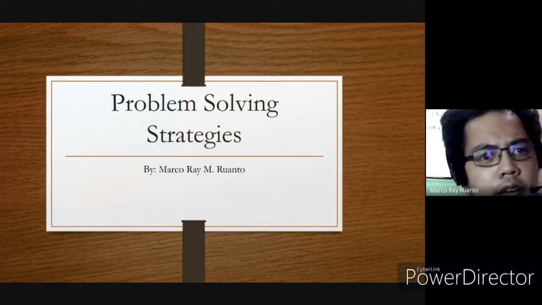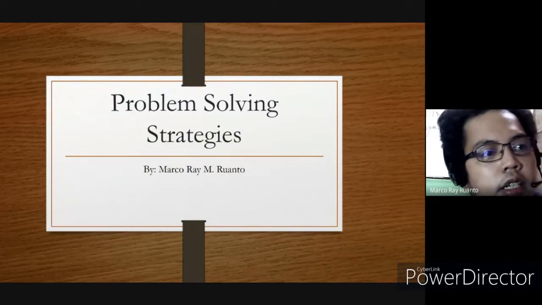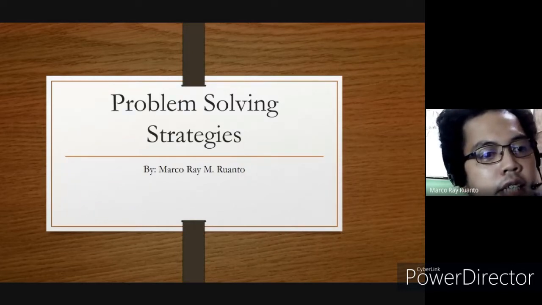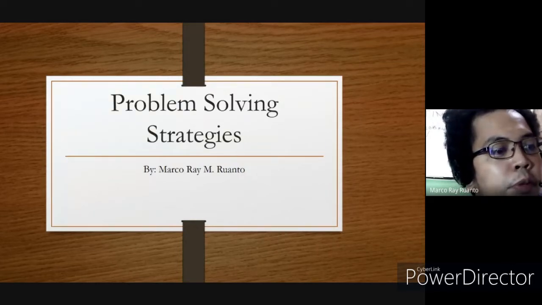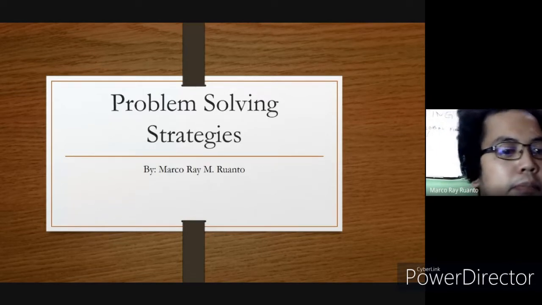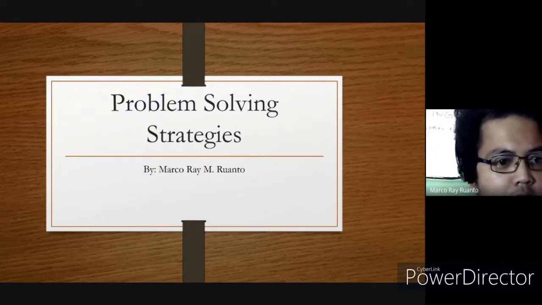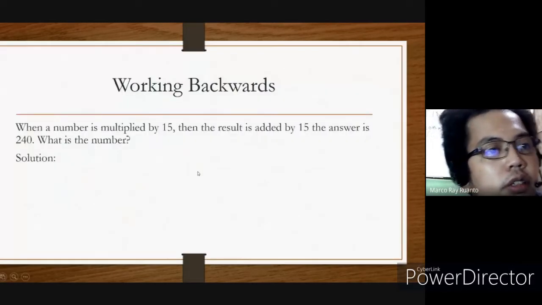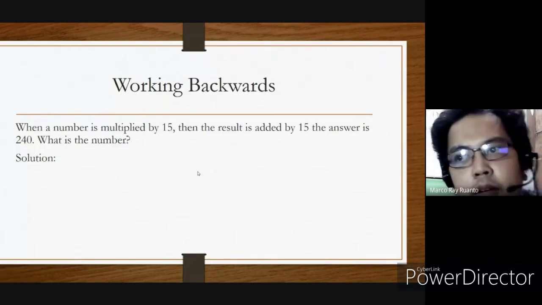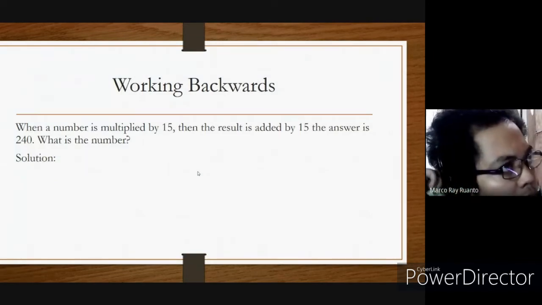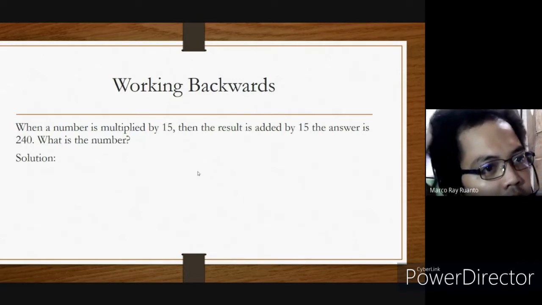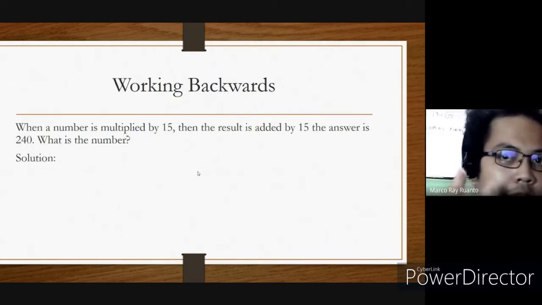By the end of this lesson, it is expected for you to apply the strategies mentioned in this PowerPoint presentation. So I will just start with the first strategy, working backwards. Working backwards is like solving a maze puzzle.